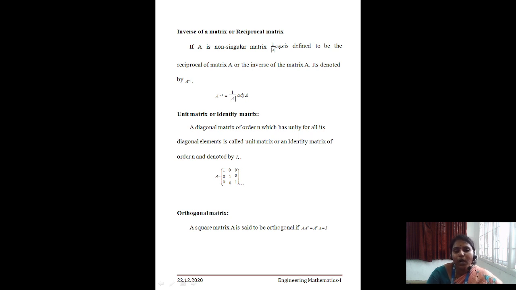The next is orthogonal matrix. A square matrix A is said to be orthogonal if A into A transpose is equal to A transpose into A is equal to I. So if A A transpose equals A transpose A equals I, then the square matrix is said to be an orthogonal matrix.